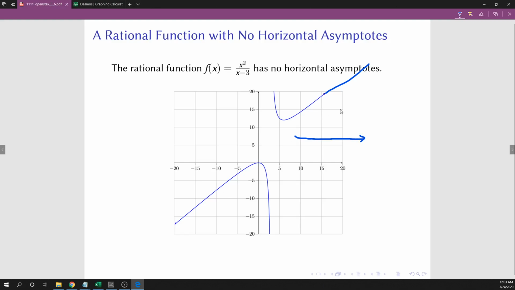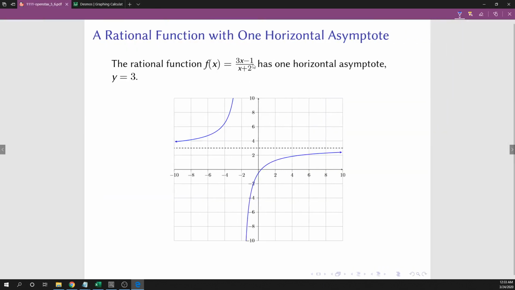It does have what's called a slant asymptote, which is an asymptote that is not horizontal or vertical. It does have a vertical asymptote right in here as well. But in this part, we're really only talking about horizontal asymptotes. So we won't talk about the slant ones or the vertical ones.